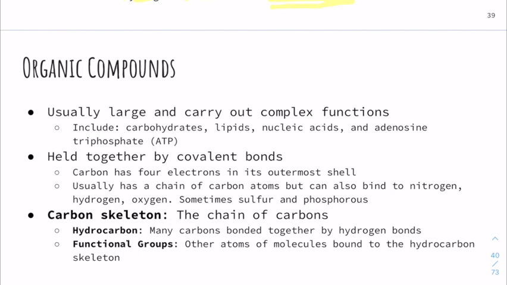Carbon, as an example, has 4 electrons in its outermost shell, so it usually has a chain of carbon atoms, but can also bind to nitrogen, oxygen, and hydrogen, sometimes sulfur or phosphorus. That chain of carbon atoms that connects together is known as a carbon skeleton. A hydrocarbon is many carbons bonded together with hydrogen. We also have functional groups, where other atoms or molecules are bound to the hydrocarbon skeleton.